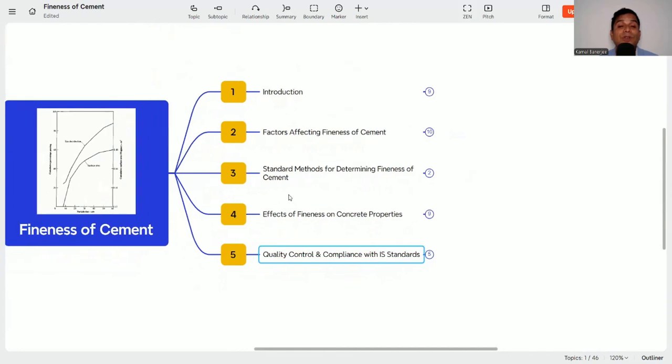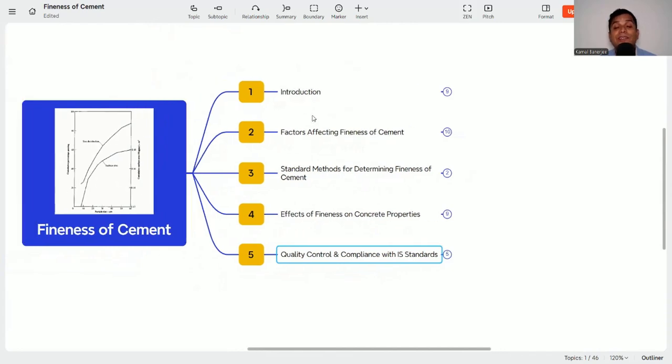So what we discussed today: fineness of cement, why it is important, factors affecting the fineness of cement, standard methods of determining fineness of cement, parameters defining fineness, effects of fineness of cement on concrete properties, quality control and compliance with IS standards, and also how the fineness affects the concrete properties. So this is all about fineness of cement, and I hope you find it useful.